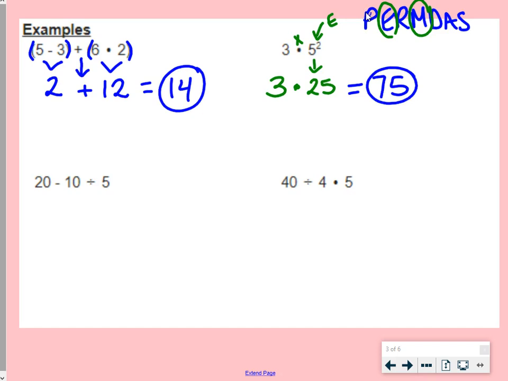Next example, we have subtraction and we have division. Which comes first? Subtraction, division. Division comes before subtraction, so we're going to do our division first. 10 divided by 5 is 2. Bring down the subtraction, so 20 minus 2 equals 18.